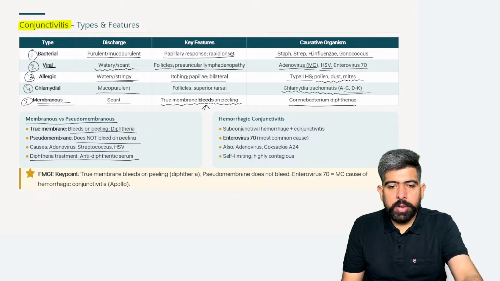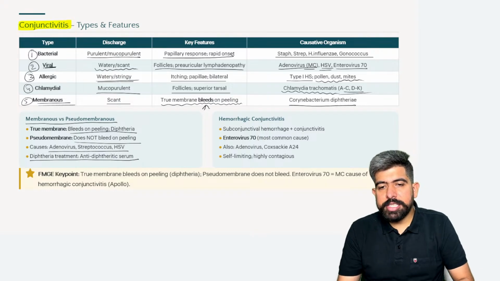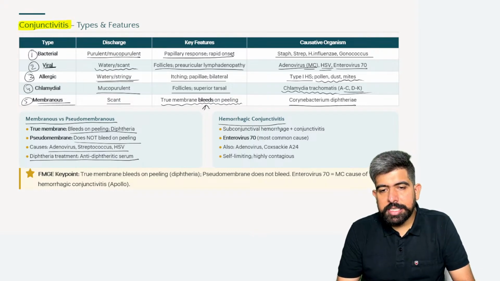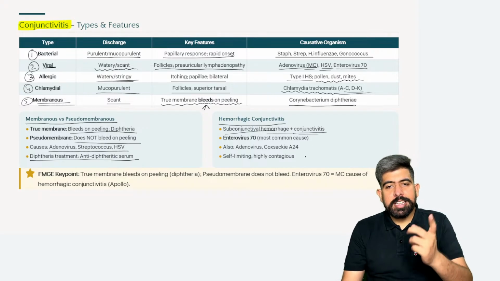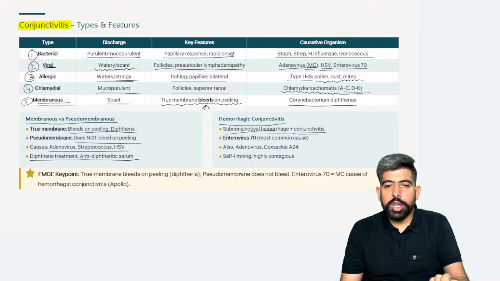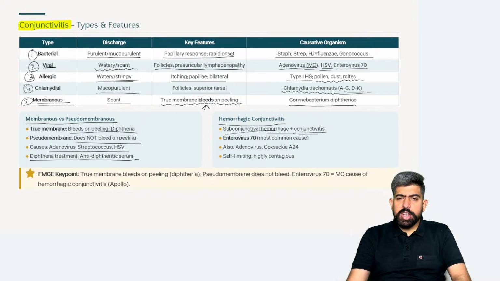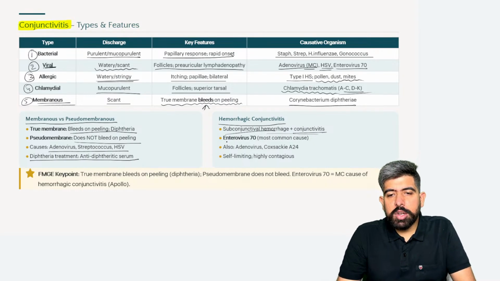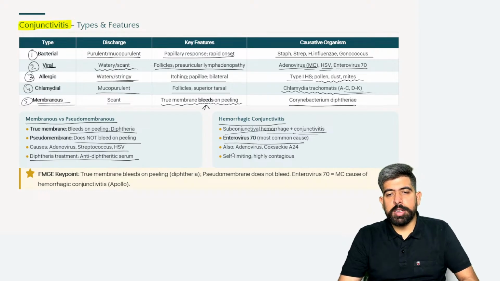Now, moving forward to the next one, which is hemorrhagic conjunctivitis. In hemorrhagic conjunctivitis, we have subconjunctival hemorrhage plus conjunctivitis. Please remember, the patient is having conjunctivitis plus what? Subconjunctival hemorrhage. The cause is enterovirus 70, which is the most common cause.